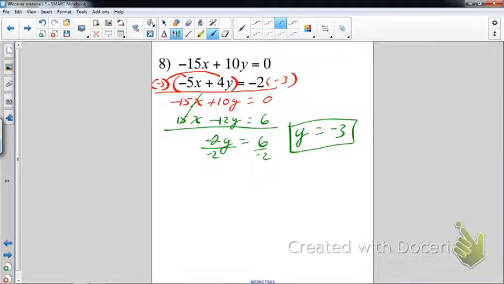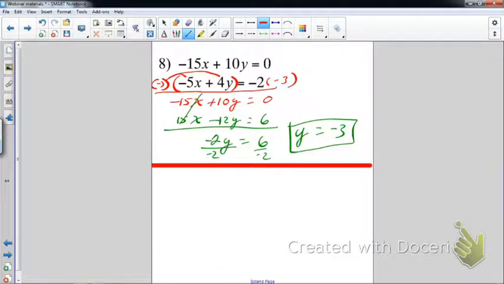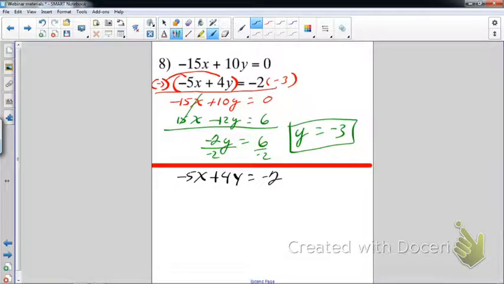I'll use the second equation because it has lower numbers, or smaller numbers, if you want to think about it that way. So I'm going to copy the original equation, and then I'm going to substitute what I know about y. So I have negative 5x plus 4, and then I'm going to put parentheses, that is equal to negative 2. And what I know about y is that it's negative 3. So now I have negative 5x, positive times a negative gives me a negative 12, that is equal to negative 2.